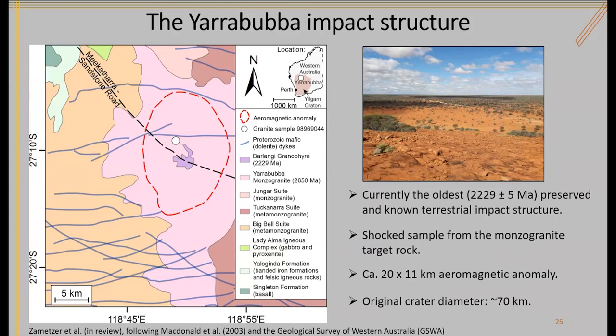The structure had initially been introduced to the literature by Macdonald and others in a 2003 EPSL paper as a deeply eroded impact structure. The field photo that I took last year might be a bit deceiving, because it's not a crater that I'm looking into. I'm simply standing on a big outcrop of melt rock, and there is no preserved crater structure. It's probably a deeply eroded structure. One reason why the Yarrabubba impact structure was discovered is a big aeromagnetic anomaly, and the original crater diameter has been inferred to be roughly 70 kilometers.